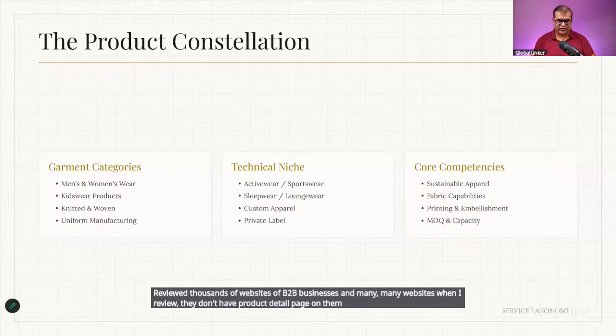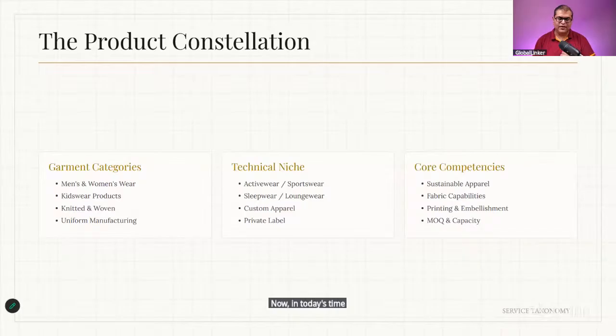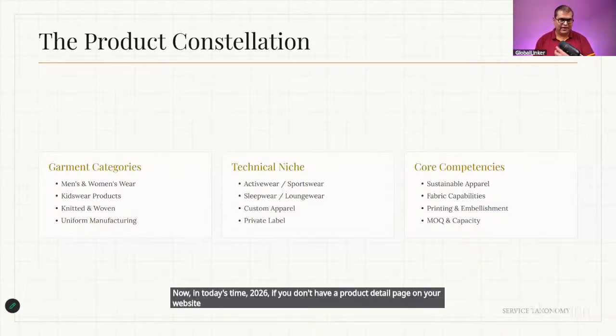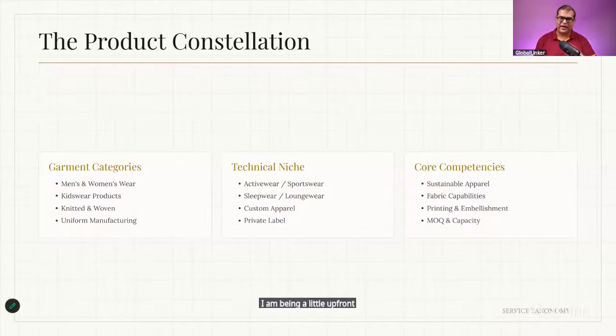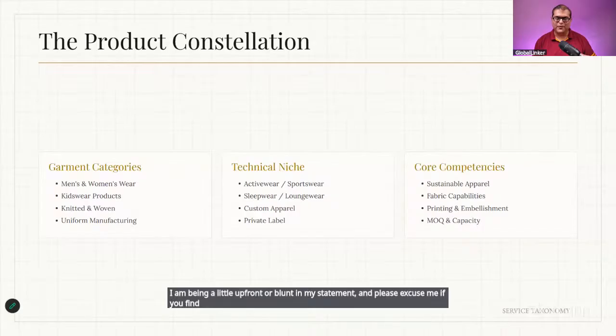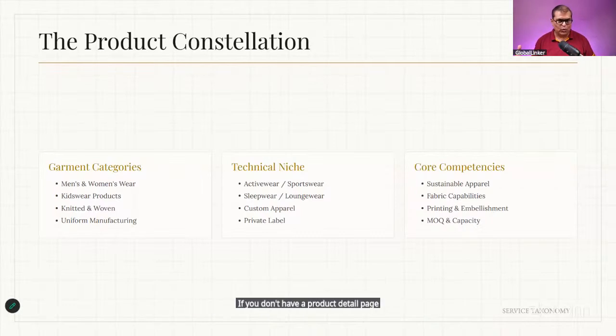Now in today's time, 2026, if you don't have a product detail page on your website, I am being a little upfront or blunt in my statement, and please excuse me if you find my words strong, but it is equivalent to not having a website. Why do I say that? Because in 2026, search is for the product.